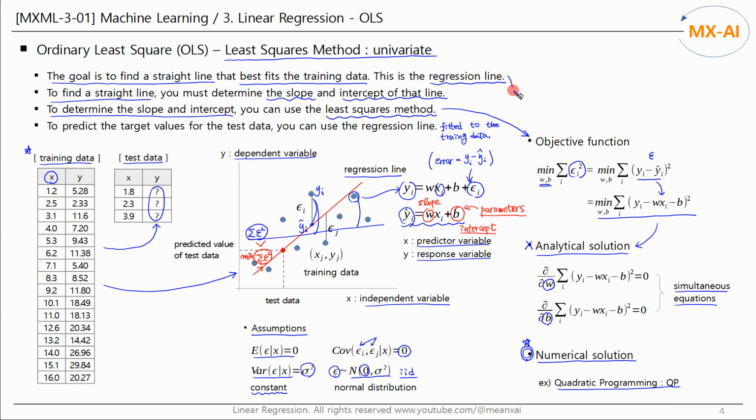This process of finding the optimal regression line is the training stage. In the prediction stage, to predict the target values for the test data, you can use the regression line fitted to the training data.